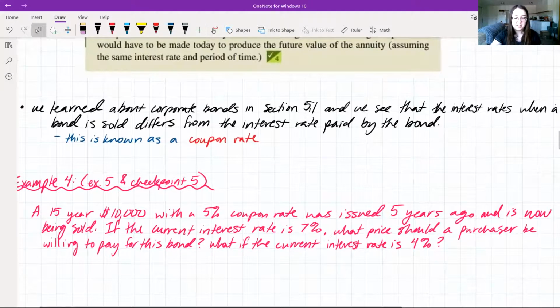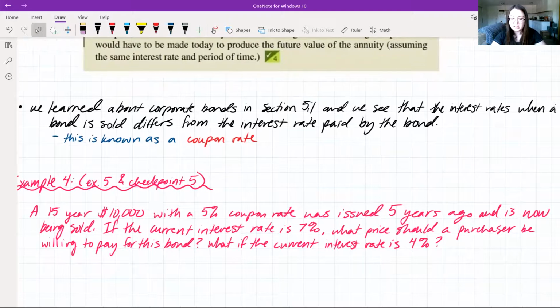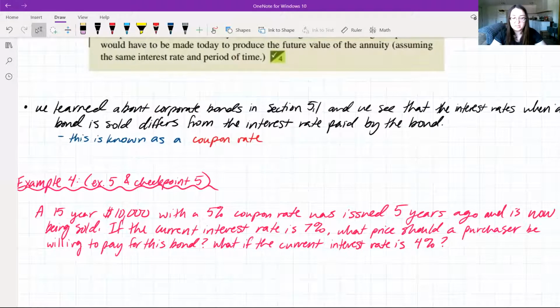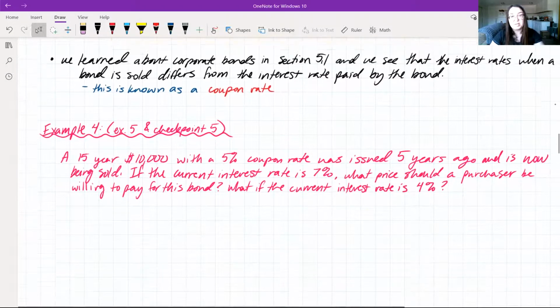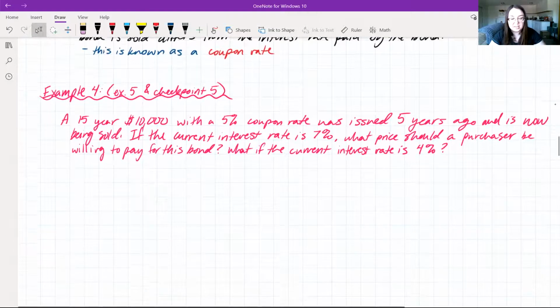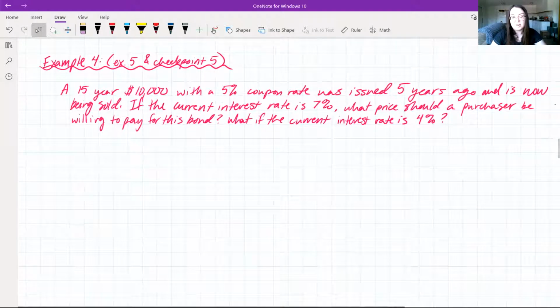All right. So we also learned about corporate bonds in section 5.1, and we see that the interest rate when a bond is sold differs from the interest rate paid by the bond, and this is known as a coupon rate. So this is basically just telling us the interest rates when the bond is sold versus the interest rate when you pay the bond. And these are going to be different. This is the coupon rate. So we're going to do a problem of the coupon rate.